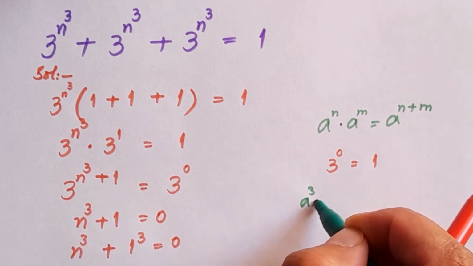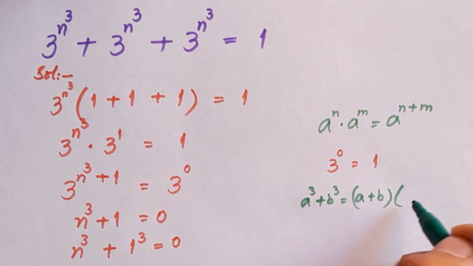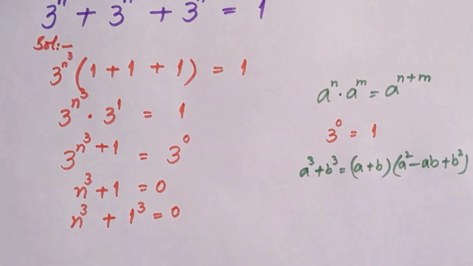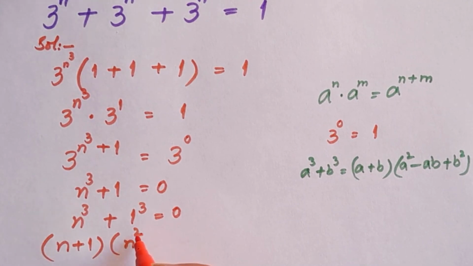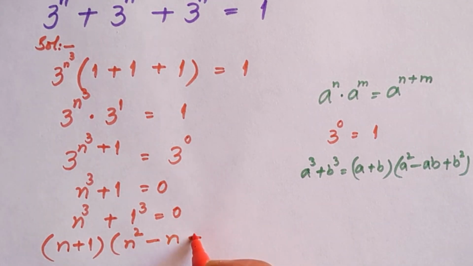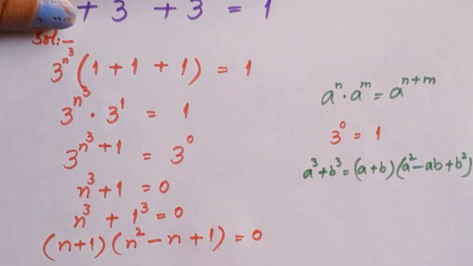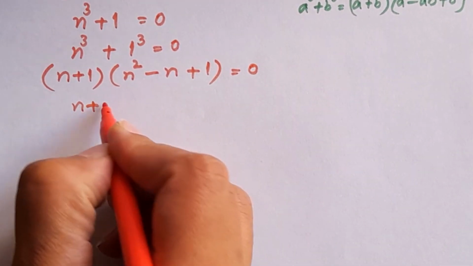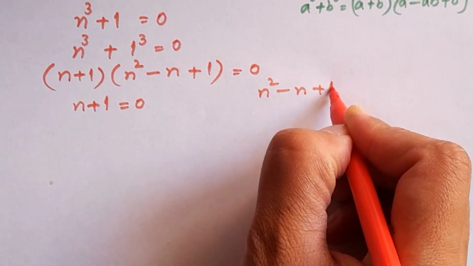a cube plus b cube is equal to a plus b times a square minus ab plus b square. Let's expand this as a cube plus b cube. We can write it as n plus 1 times n square minus n plus 1 is equal to 0. This means that we got two factors, either n plus 1 is equal to 0 or n square minus n plus 1 is equal to 0.